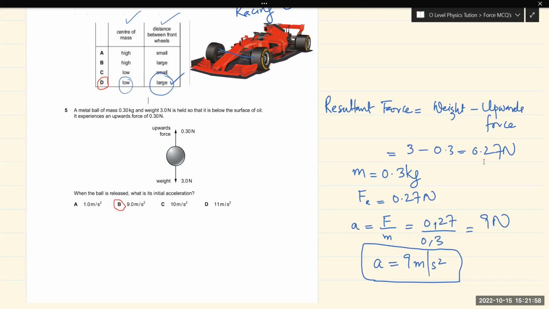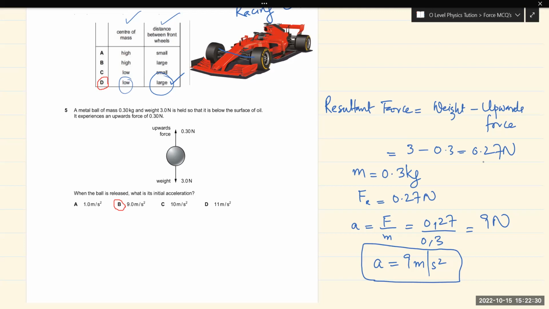So the mass is 0.3 kilogram. When the ball is released, what is its initial acceleration? Okay, so we have to find the initial acceleration. To find it, we have the resultant force, 0.27, and the mass, which is 0.3.